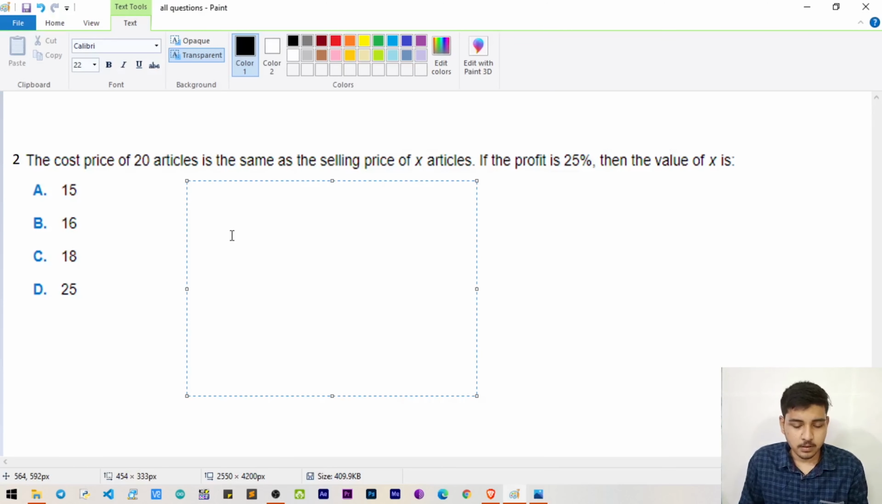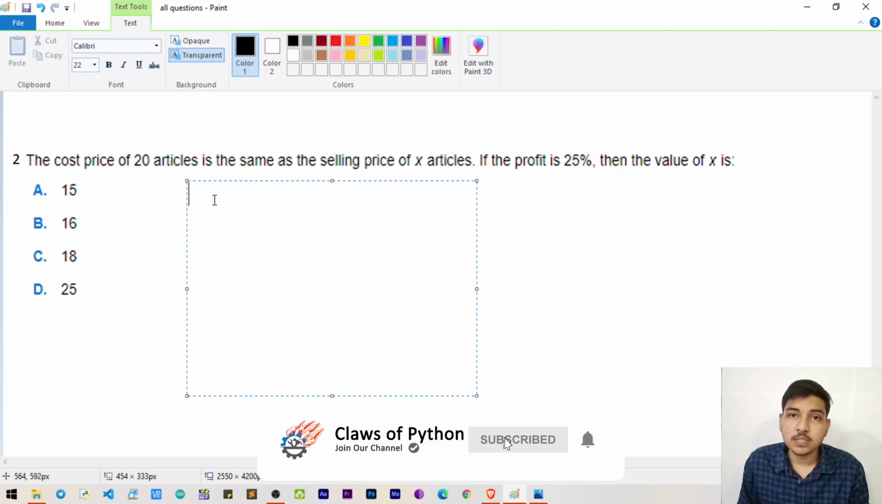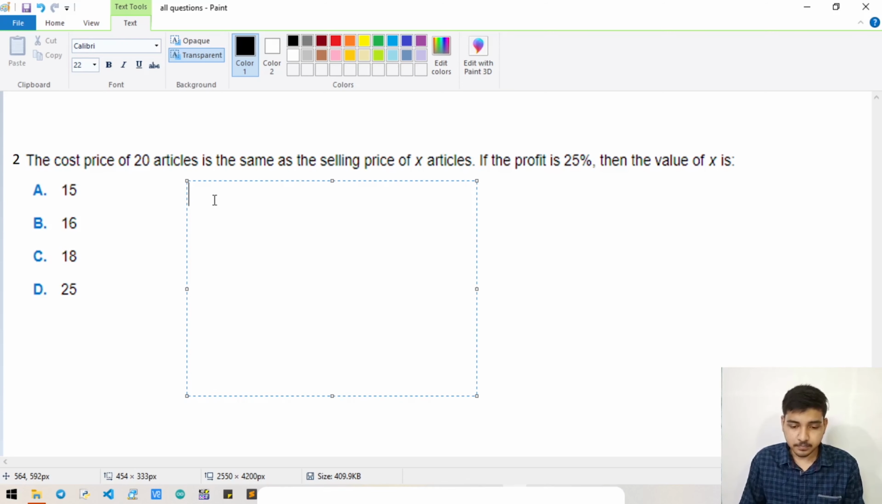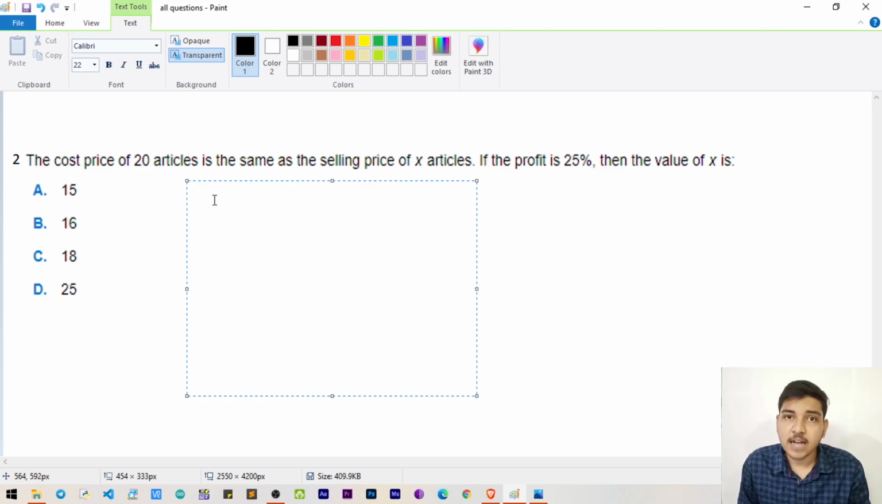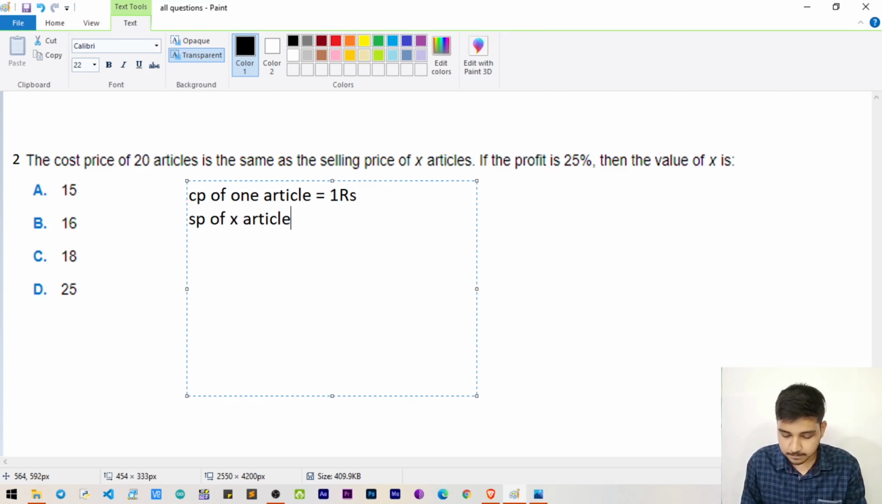Question number 2. The cost price of 20 articles is same as the selling price of X articles. If the profit percentage is 25%, then the value of X is. So given that CP of 20 articles is equal to selling price of X articles. So let's consider CP of each article is 1 rupee. CP of one article is equal to 1 rupee. Okay. And then the selling price of X articles will become 20 rupees. SP of X articles is equal to 20 rupees.